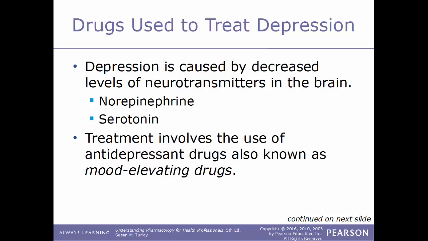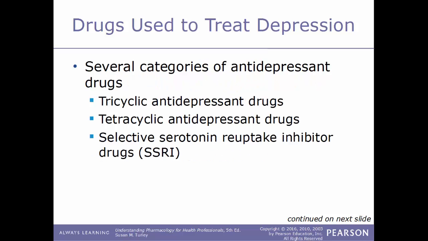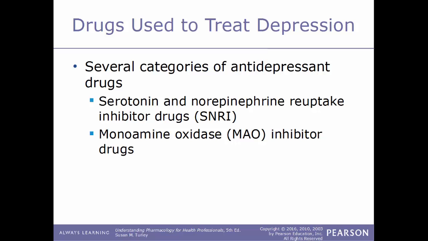Now, treatment involves the use of antidepressant drugs known as mood-elevating drugs. So treatment not only alleviates the symptoms of depression, but will also increase mental alertness, will help to normalize sleep patterns, help to normalize the person's appetite, and it will decrease suicidal ideation. And there are several categories of antidepressant drugs. They can include tricyclic antidepressants, tetracyclic antidepressants, and the SSRIs, selective serotonin reuptake inhibitors. Other examples of categories here: SNRIs, serotonin and norepinephrine reuptake inhibitors, and MAOIs, monoamine oxidase inhibitor drugs.